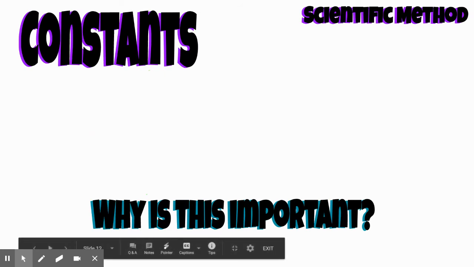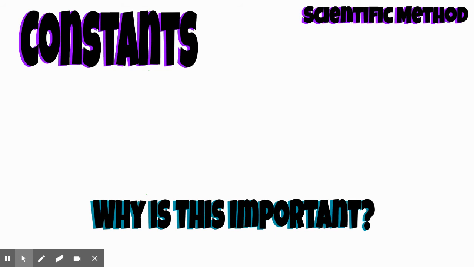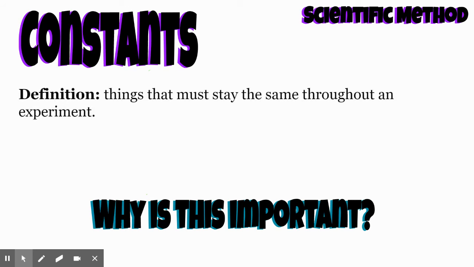So the last thing we've got to talk about, there's two things left. One of them is constants, right? To be constant means not changing. So a constant in an experiment is something that has to stay the same throughout the whole experiment. In any good experiment, we are only going to have one independent variable and one dependent variable because that ensures we know the relationship of how the independent variable affects the dependent variable.